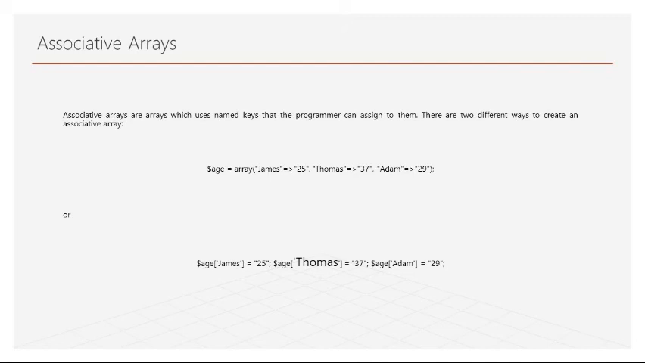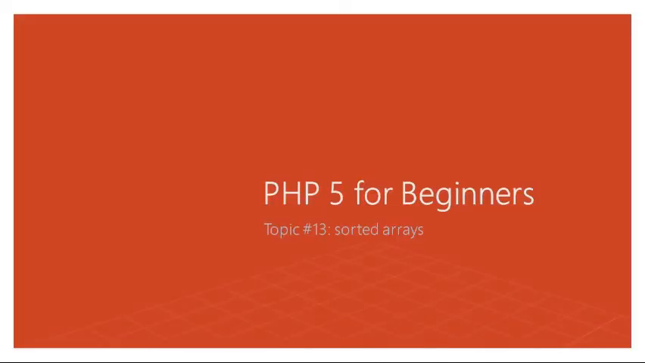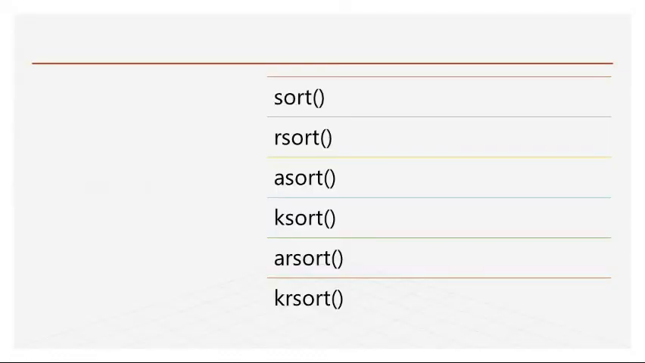PHP 5 Sorting Arrays. The array elements can be sorted in numerical or alphabetical order, and in descending or ascending order. PHP Array Sort Functions. The following are the array sort functions of PHP. The sort function sorts array elements in ascending order. The rsort function sorts array elements in descending order. The asort function sorts associative array elements in ascending order, based on the value.